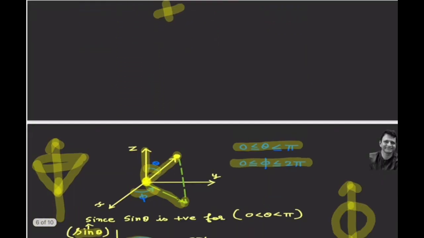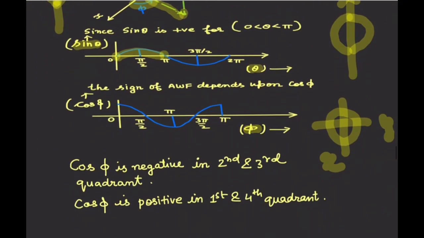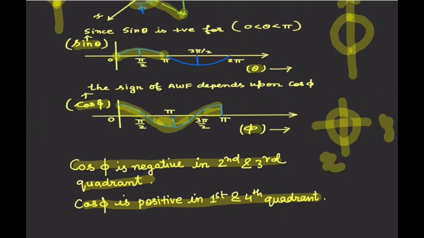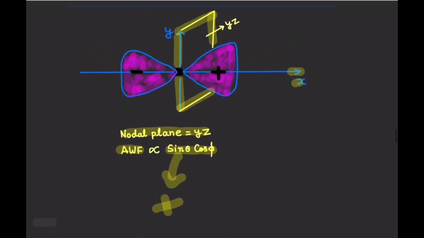If we draw the graph of cos phi versus phi, this is phi and this is cos phi, and we know that the value of phi will lie from 0 to 2 pi. So this is the diagram of the cos phi versus phi graph. We can see here that in the first quadrant from 0 to pi by 2, this is positive. In the second and third quadrants it is negative, pi by 2 to pi, and pi to 3 pi by 2, and the fourth quadrant is again positive. So cos phi is negative in the second and third quadrants, and cos phi is positive in the first and fourth quadrants. So now we can see how we can decide the charge.